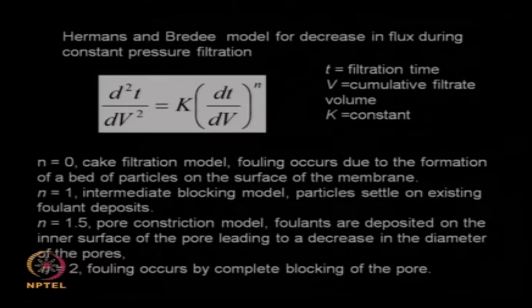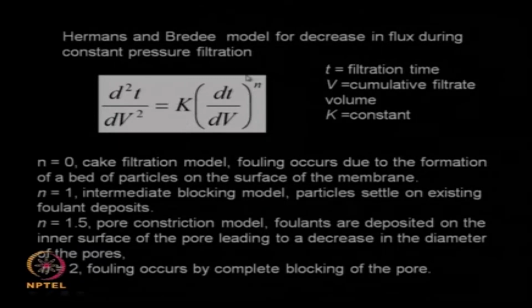at constant pressure. That means we are applying the same pressure, but still the flux will keep decreasing, and Hermans and Bredée have developed a model which is given by this particular equation, d square t by dV square, that is the second derivative of t with respect to V, is equal to K into dt by dV raised to the power n. t is your filtration time, V is your cumulative filtrate volume, and K is a constant.